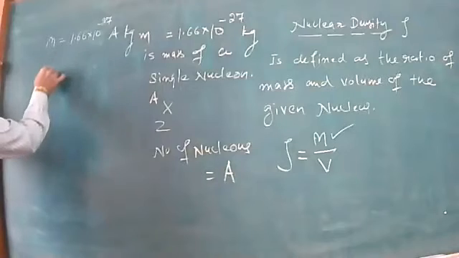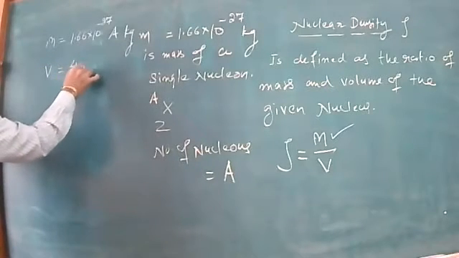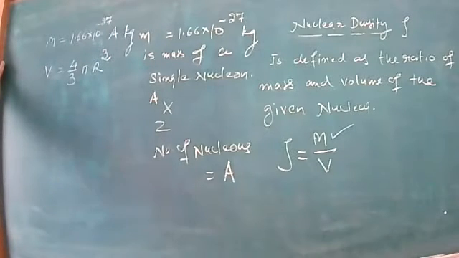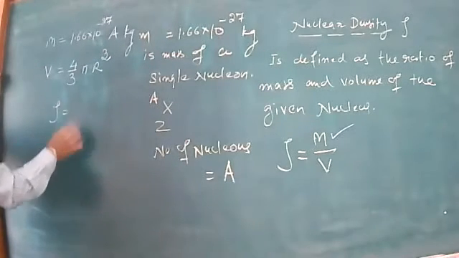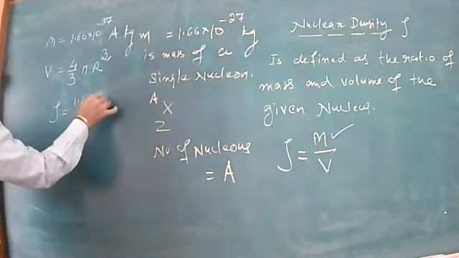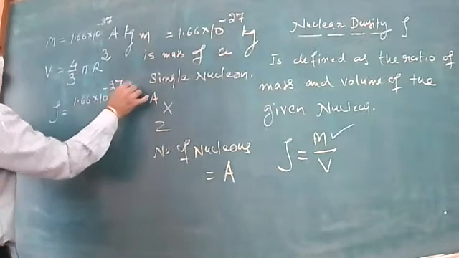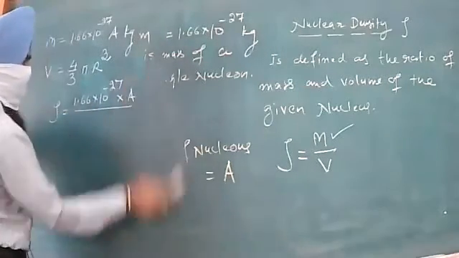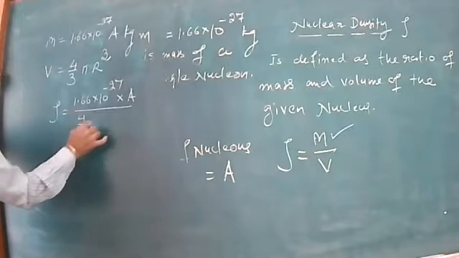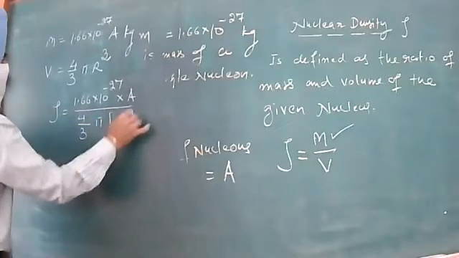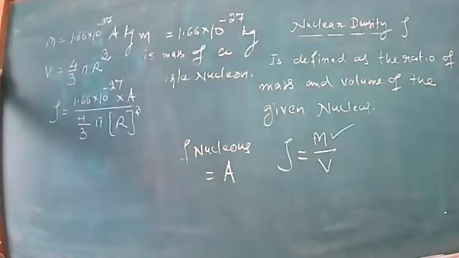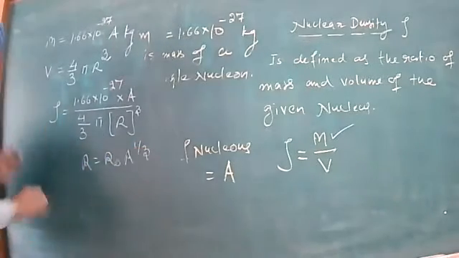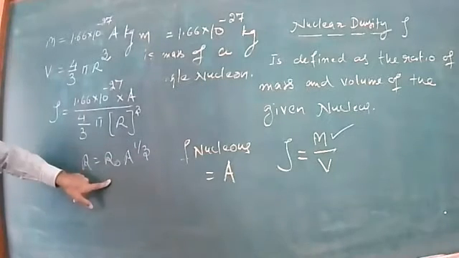Then the volume is 4/3 π r³, because we consider the nucleus as a spherical entity. So the density is equal to 1.66 × 10^-27 × A, all in kilograms, divided by 4/3 π r³. Just now we calculated that r is equal to r₀ into A raised to the power 1/3. We have just written down this relationship.